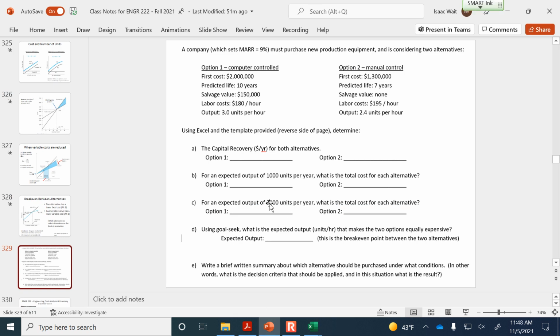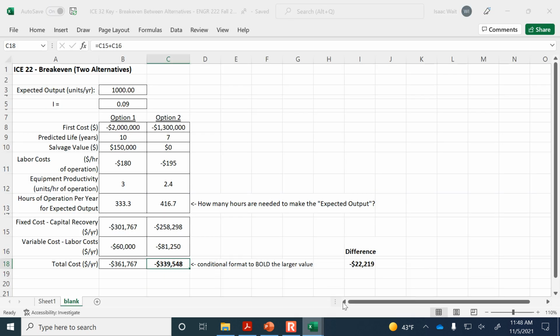What about for 3,000 units? If I change this to 3,000 units, see which one is bold right now? I set up a conditional formatting between the two so that when I have 3,000 units and this has the lower cost, it's the one that becomes bold.